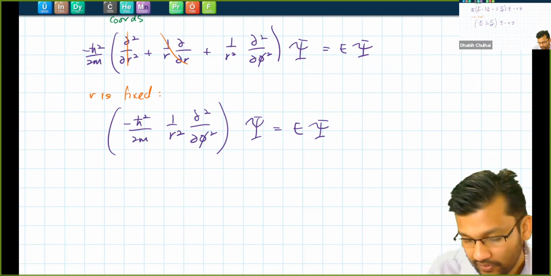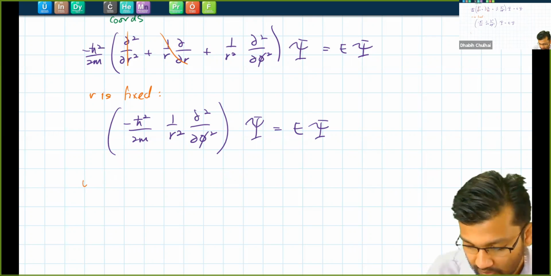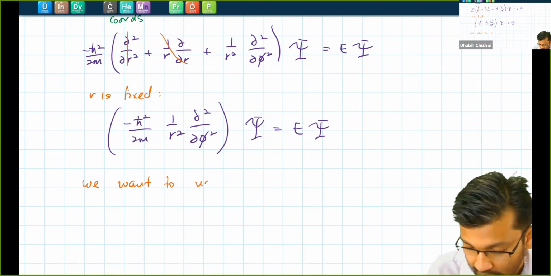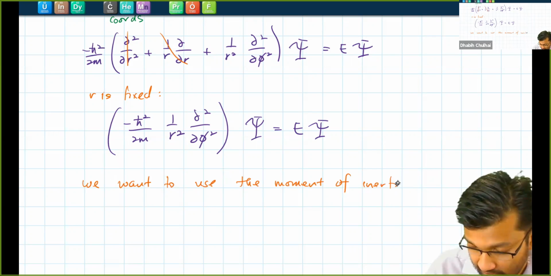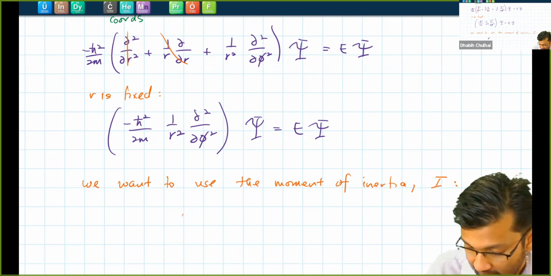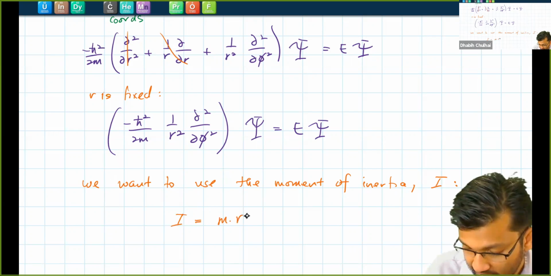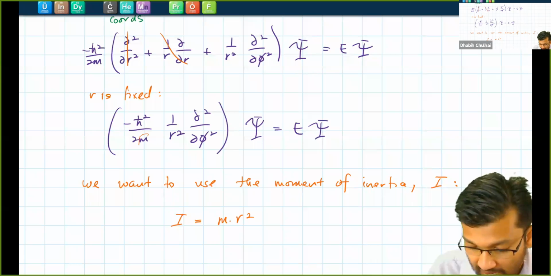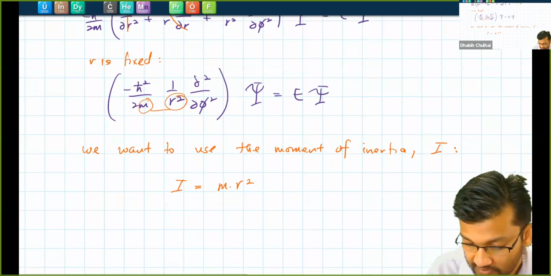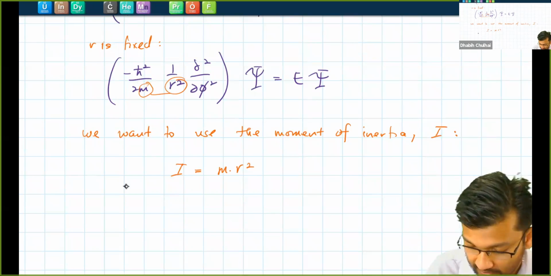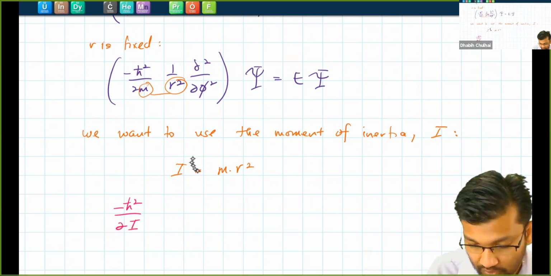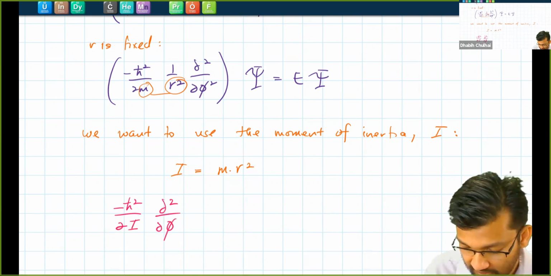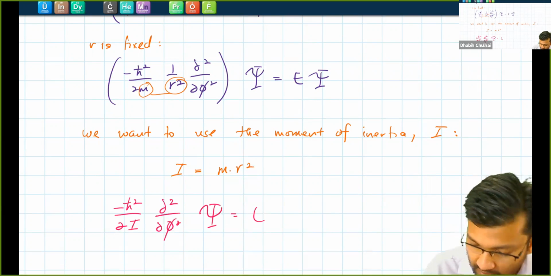Now, when things are rotating, we want to use the moment of inertia, usually given by the symbol I. And I is the mass times the radius squared. So here's the mass, here's the radius squared. So I'm just going to rewrite this as negative h bar squared over 2 times I, where I is the moment of inertia, times the second derivative times the wave function, which is going to be the energy times the wave function.